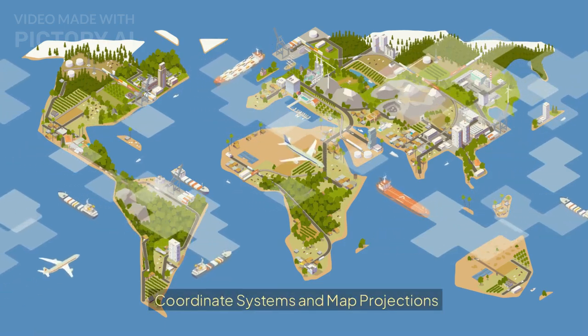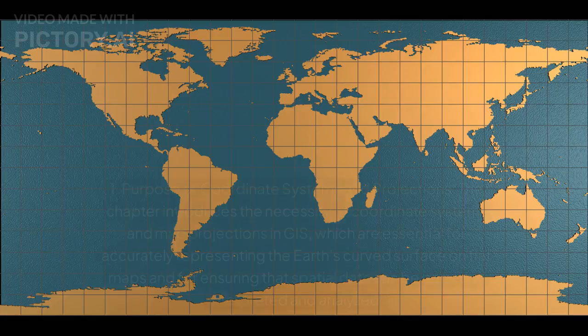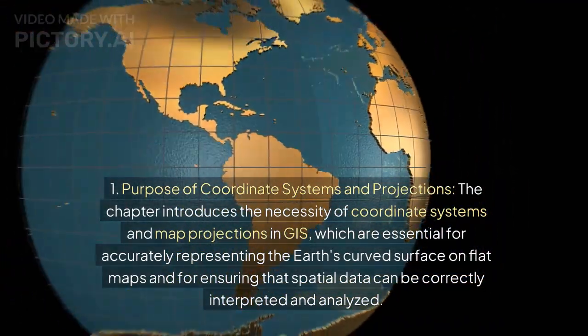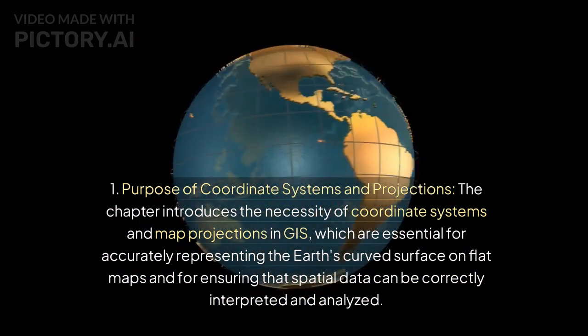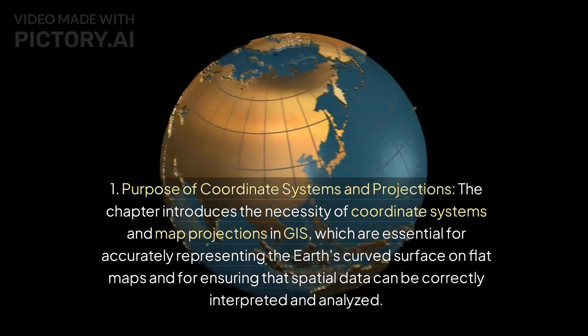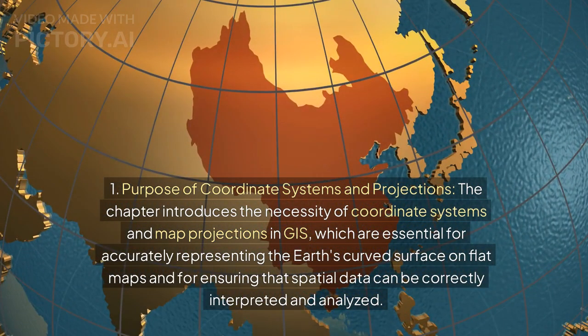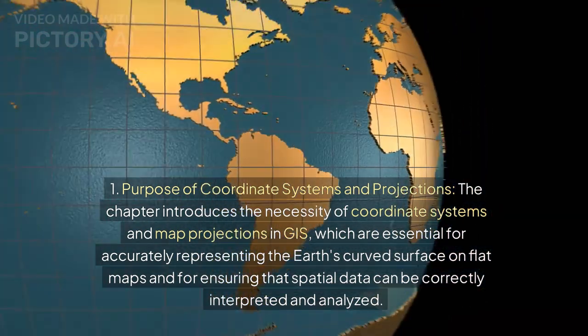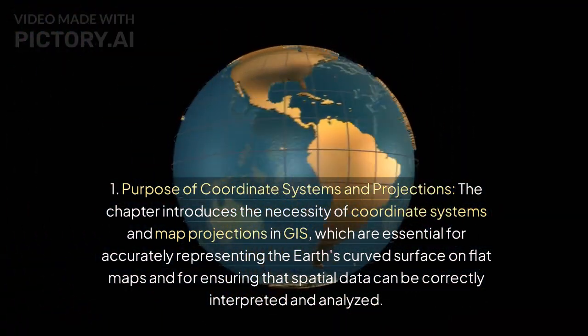Coordinate Systems and Map Projections Introduction. 1. Purpose of Coordinate Systems and Projections. The chapter introduces the necessity of coordinate systems and map projections in GIS, which are essential for accurately representing the Earth's curved surface on flat maps and for ensuring that spatial data can be correctly interpreted and analyzed.